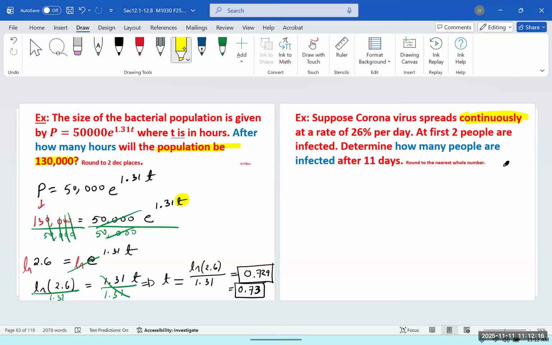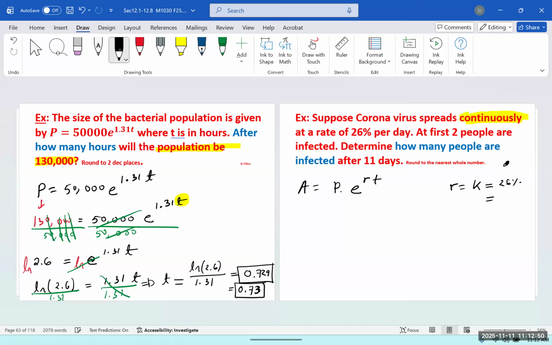So what formula are you going to use? The hint is continuous. Anytime something happens continuously, it means the Pert formula. We're going to modify that a little bit, but it's the Pert formula. So the final amount is the initial amount times e to the rate and t. In a realistic situation, we use k for the rate, which is the same as the interest rate, and it is 26%.